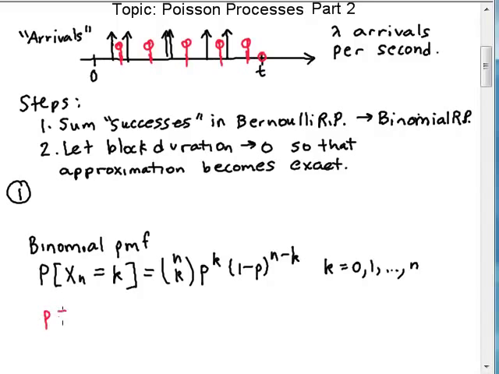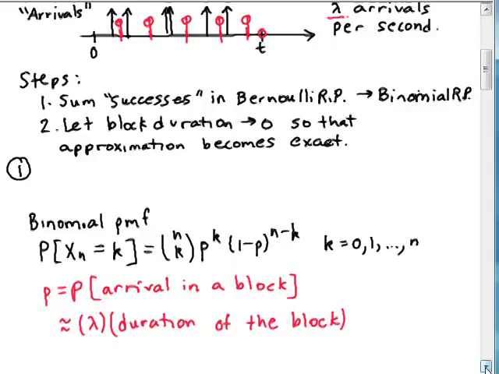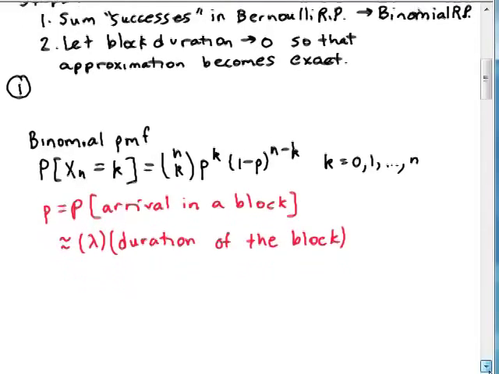Well, what is p? p is this probability that an arrival happened in a particular block. Well, it's going to be the same for all blocks because we've got this constant rate of arrivals, lambda arrivals per second. And what's the probability that we have an arrival in a block? Well, I'm going to give you an approximation that works when we have a really small time duration. It's going to be lambda, the number of arrivals per second, times the duration of the block. So if I have a really small block, let's say lambda is 1 arrival per second and the duration is 1/100th of a second, then it's going to be 1 times 1 over 100, and I'd have about a 1 over 100 probability of having an arrival in that block.